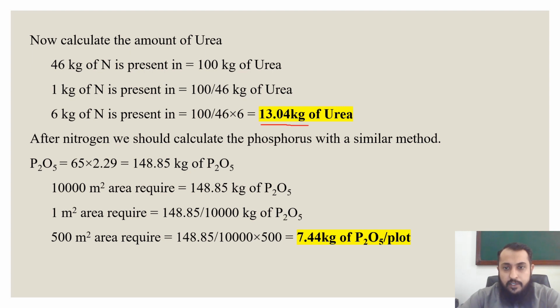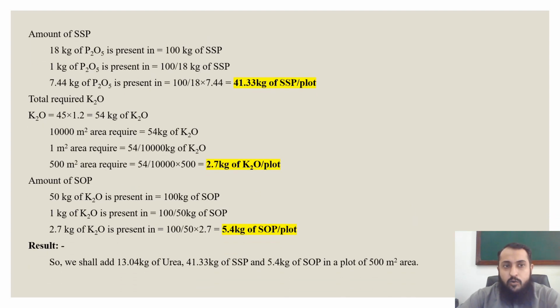After nitrogen we should calculate the phosphorus with a similar method. First we should convert phosphorus into P2O5, which is equal to 148.85 kilogram. After that, we should calculate the required amount of P2O5 for our plot area, which is equal to 7.44 kilogram of P2O5. Then we should calculate the amount of single superphosphate, which is equal to 41.33 kilogram for our plot. Similarly, first we should calculate K2O required for our plot, and it is equal to 2.7 kilogram of K2O. To fulfill 2.7 kilogram of K2O, we should apply 5.4 kilogram of sulfate of potash for our plot.